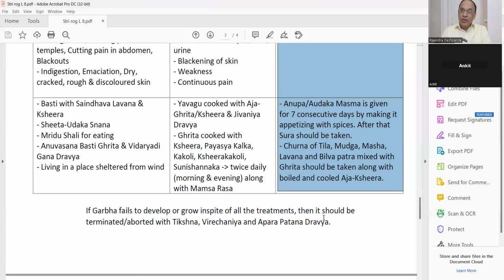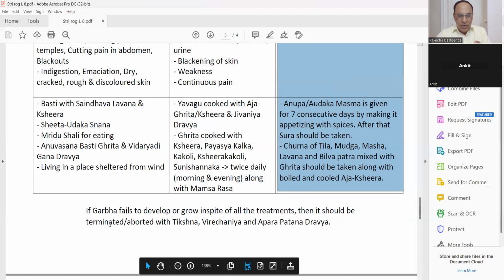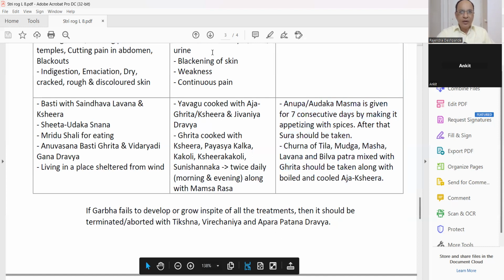Then you have to abort: therapeutic, medico-legal, medical termination of pregnancy. We have taken that lecture, MTP, medical termination of pregnancy. When all the treatment, all your efforts to save that baby is not successful, then what you have to use? Termination with Tikshna, Virechaniya. This word you write down. Apara Patana Dravya. Can you see? Apara Patana Dravya. This one. Okay? We will try to go further.